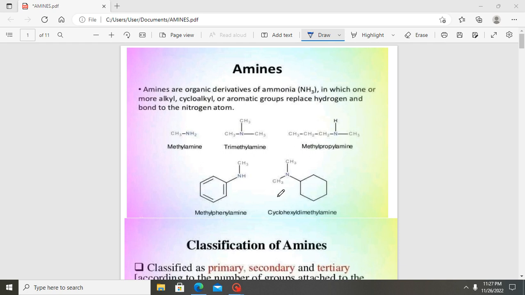In today's lesson, we are going to look at amines. That is an organic compound which is basically studied in organic chemistry containing a nitrogen atom. We are going to look at the nomenclature of amines, the classification of amines, and the type of reactions that amines undergo.